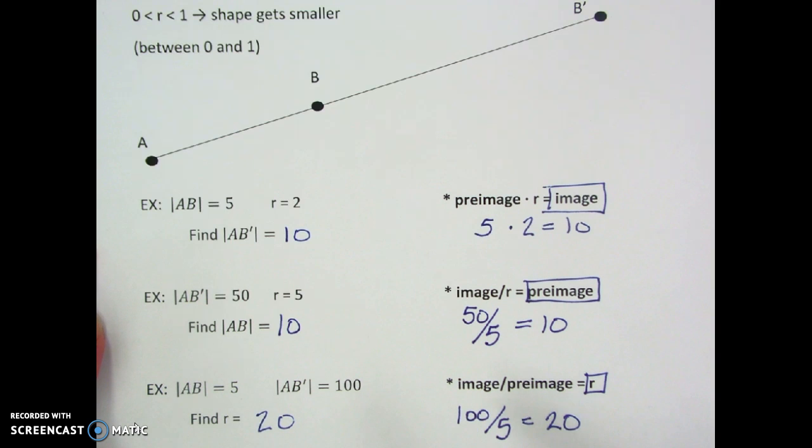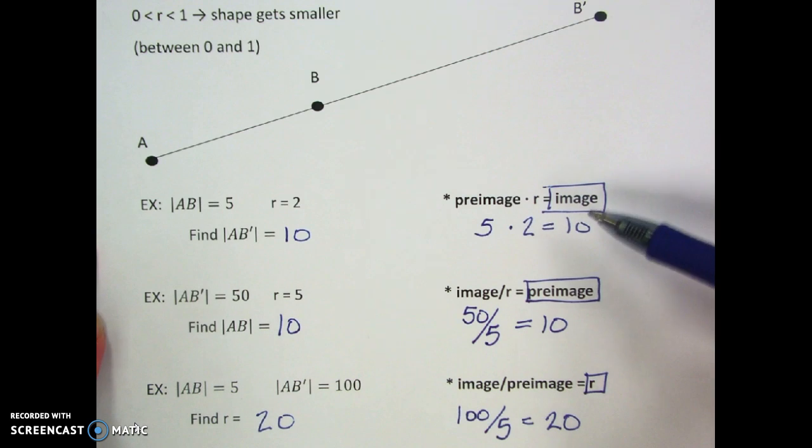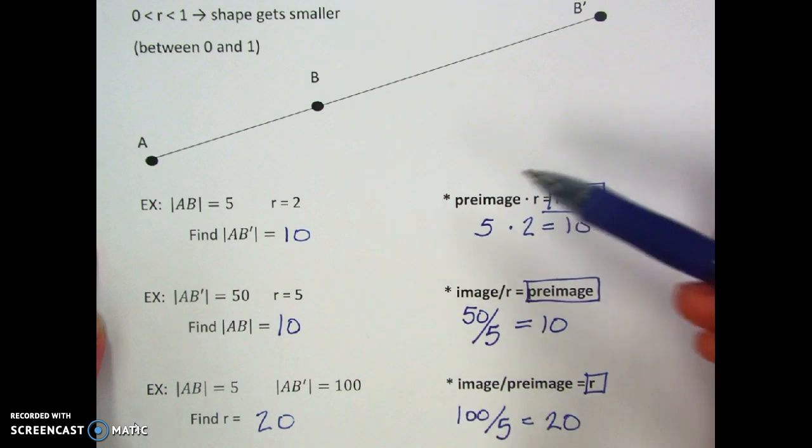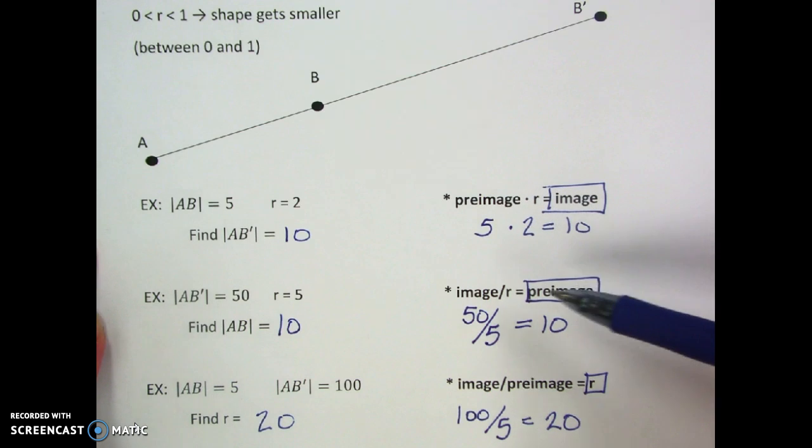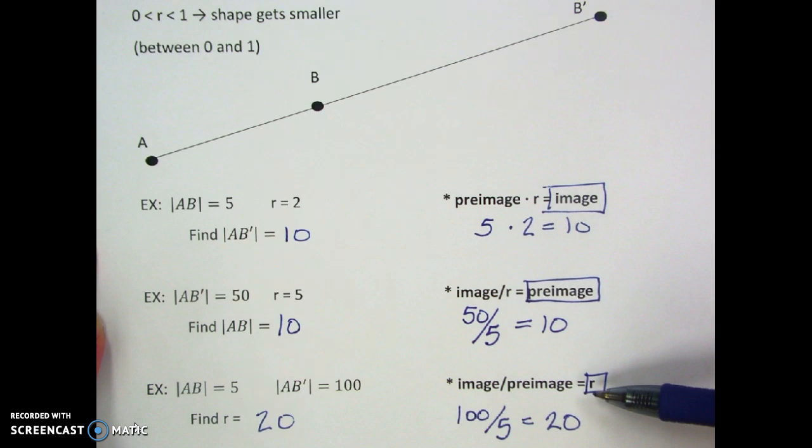Okay, so depending on what you need to know is going to depend on what you do with the things that you're given. If you are trying to find the image, you will multiply pre-image and scale factor. If you're trying to find the pre-image, you will divide image by scale factor. And if you're trying to find the scale factor, you will divide image by pre-image.